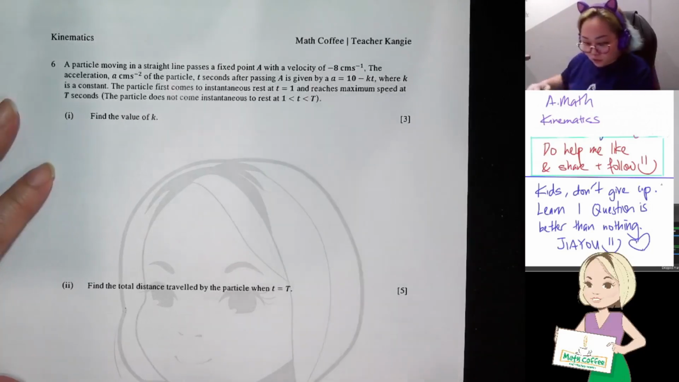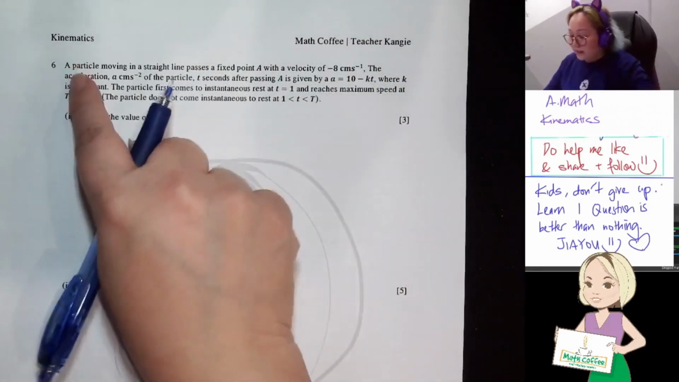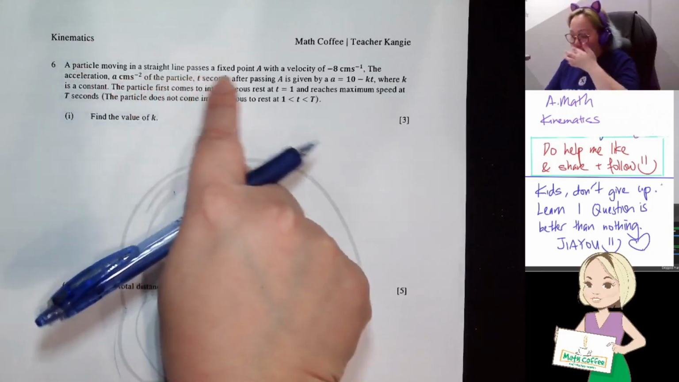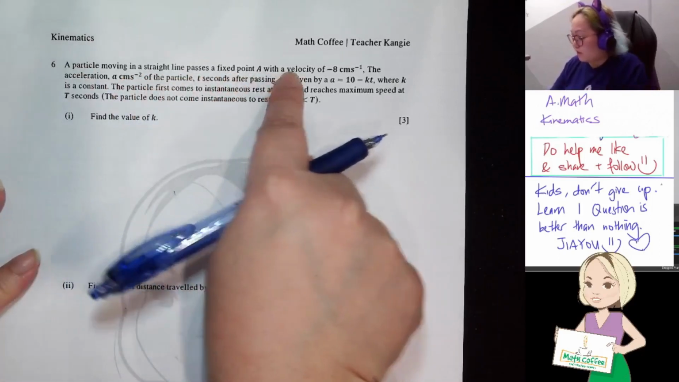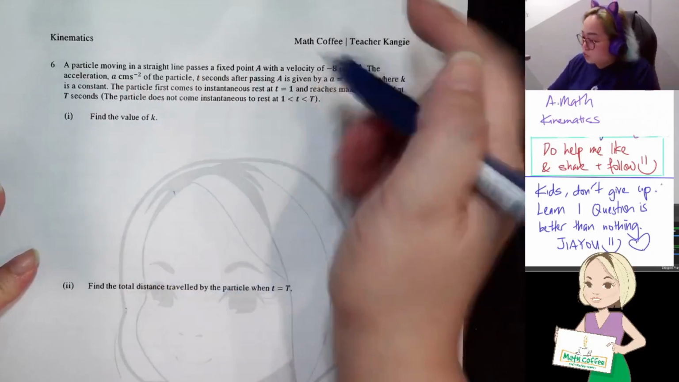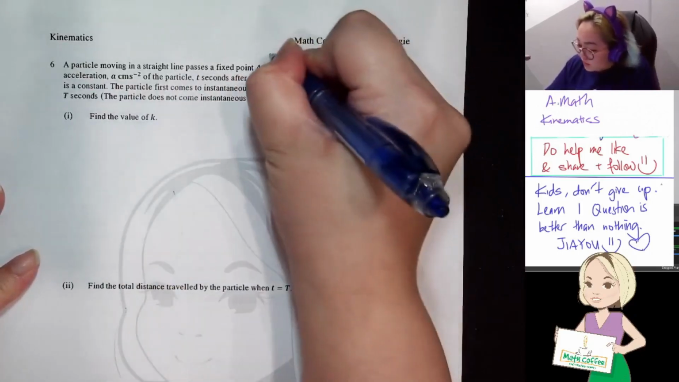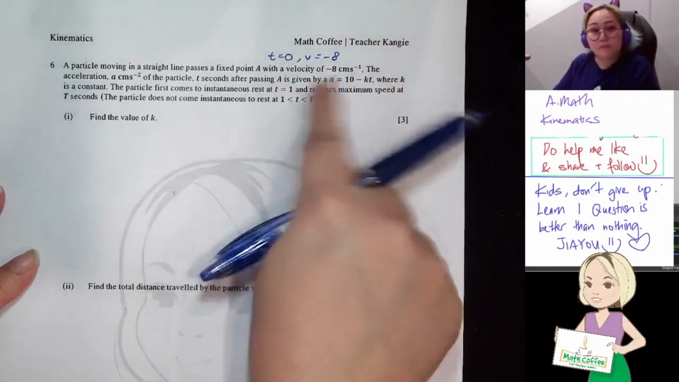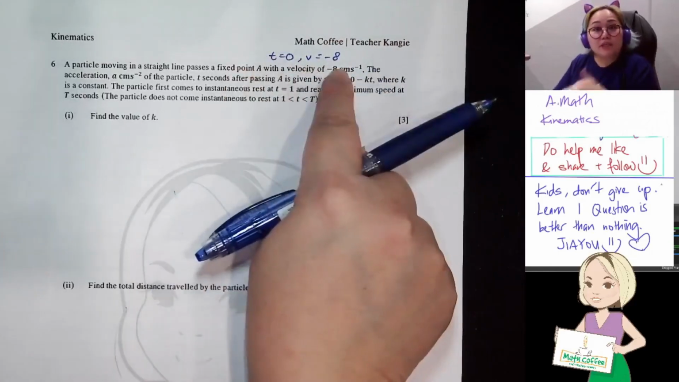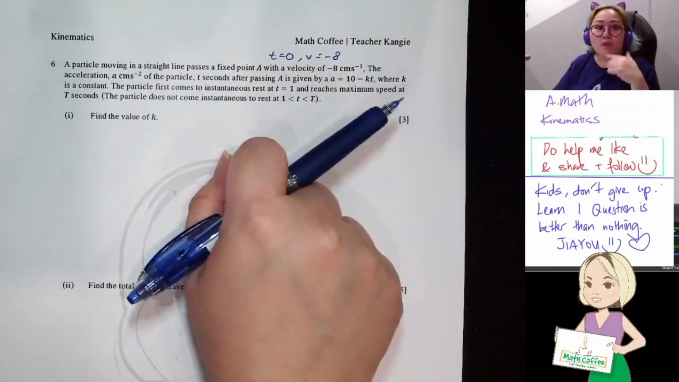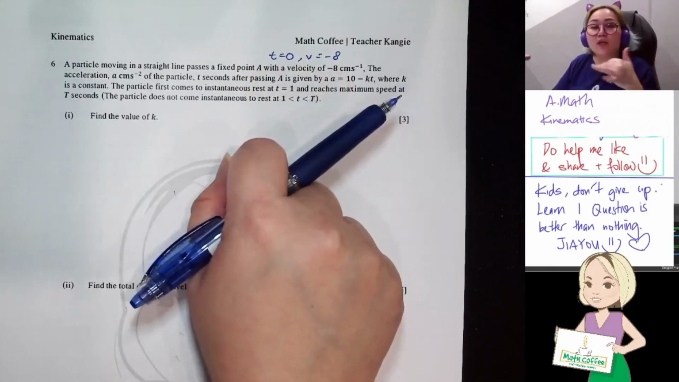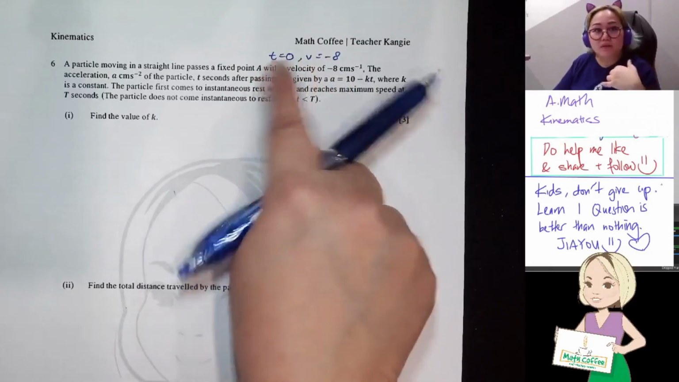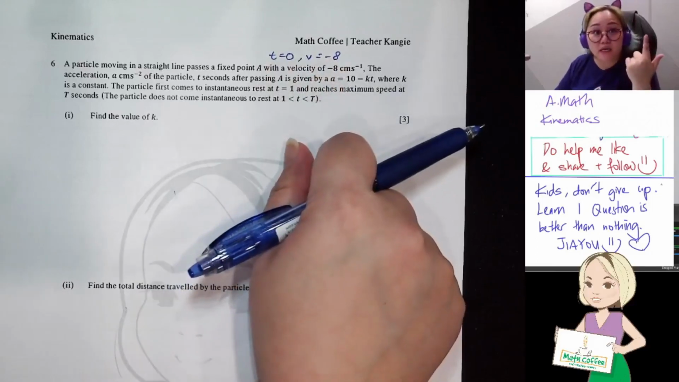Okay, let's do it. A particle moving in a straight line passes a fixed point A with a velocity of -8. So this information actually tells me that when t equals to 0, v is equals to -8. This information is given to you because later we are going to integrate. And when we integrate, we have a plus c. So this set of information is to find out the c.